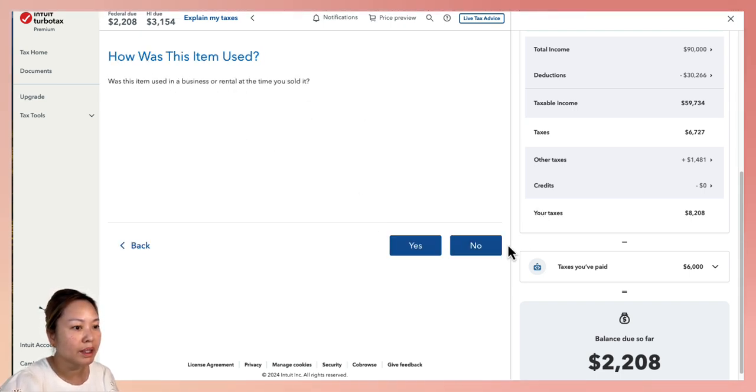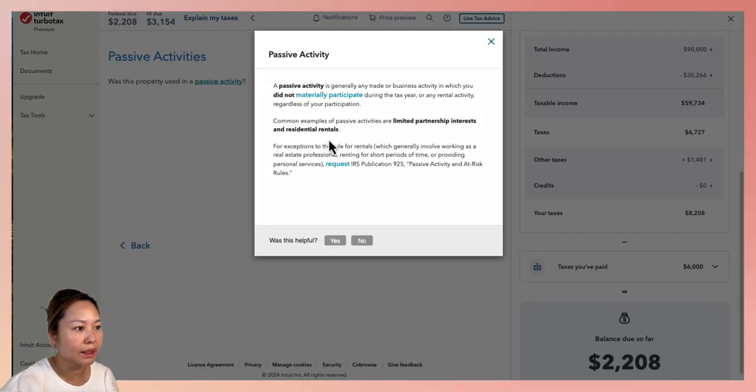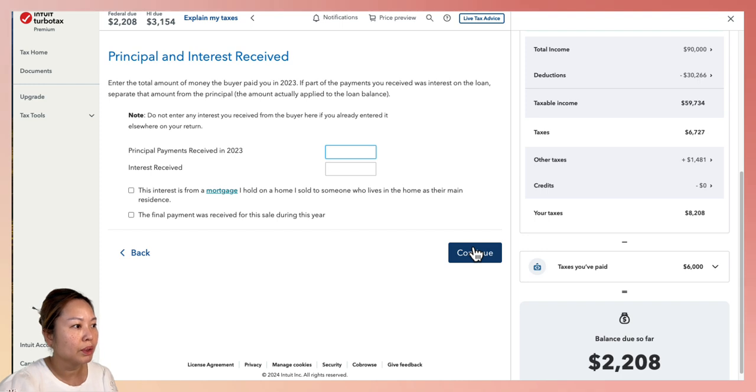Was it used for business or rental? No. Stock sold? No. Was it a collectible? No. Was it passive activity? No. You can click on it. What is a passive activity? Limited partnership, like a fund stock. So no. So this is for 2023, so this is year 2. The principal payment received in year 2 is also 100K. The interest received is also 7,000.